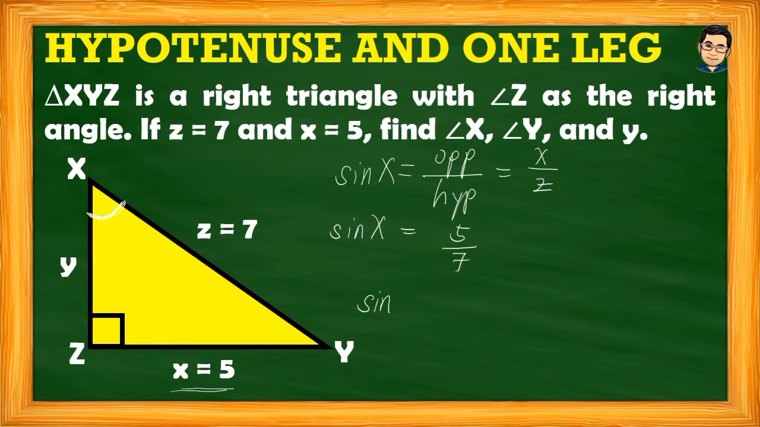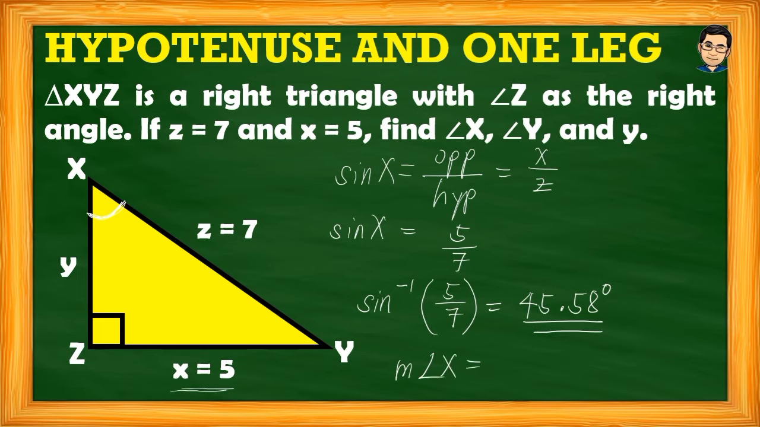Pagkapindot ng shift, tas sine, lilitaw yan, sine raised to negative 1. Okay. Sine raised to negative 1, then pindutin natin 5 over 7 yung fraction. Ayan. And then, equal sign, lilitaw po dyan sa screen natin is 45.58 degrees. So, ibig sabihin, ang sukat ng angle X is 45.58 degrees. Okay. Next.